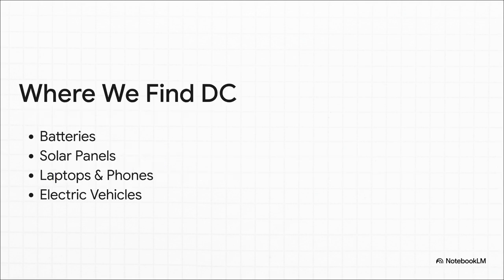And this is exactly why DC is the language of anything that stores power. It's what you'll find in every battery, it's what solar panels generate directly from the sun, and it's what powers all of your portable gear, your laptop, your phone, even your electric car. So that bulky brick on your charger, all it's doing is taking the wall's AC power and converting it into the nice steady DC your device's battery needs to charge up.